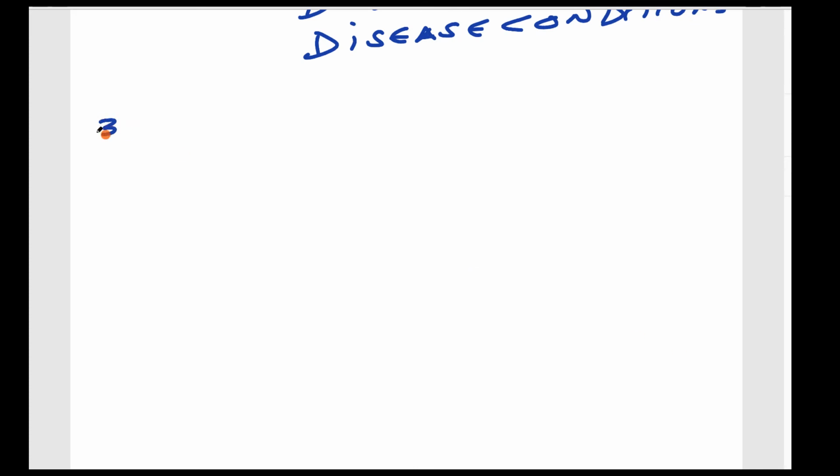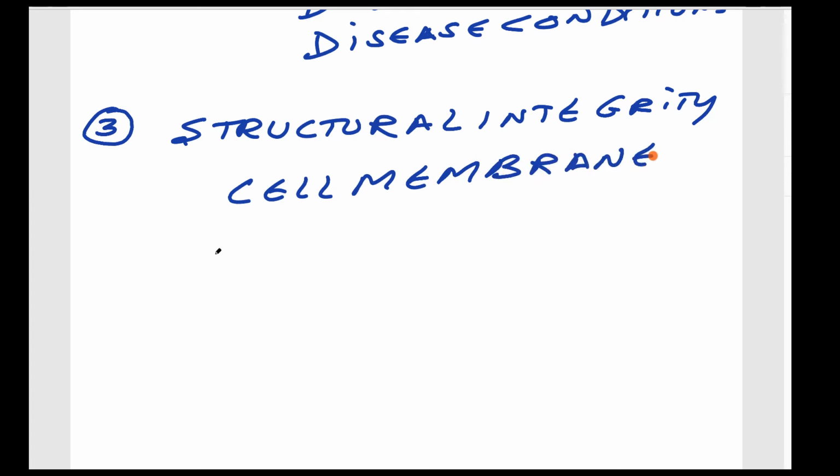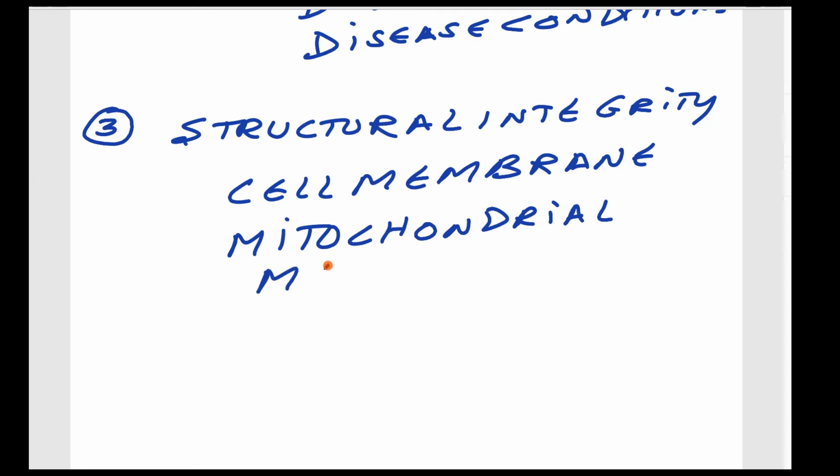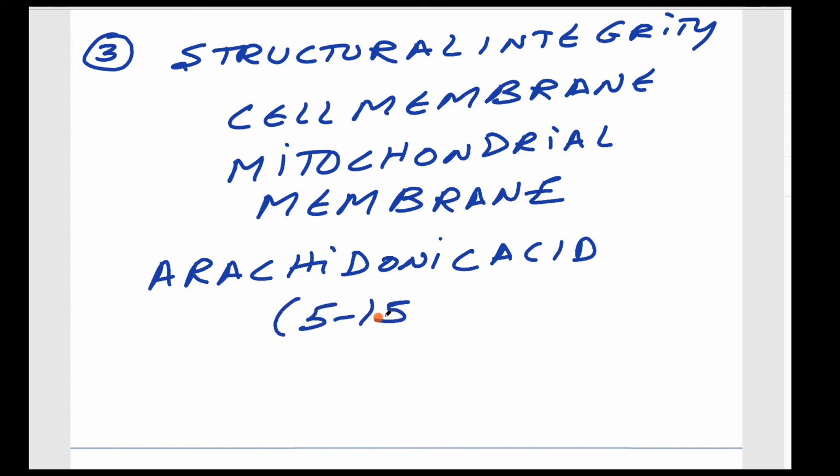Then the third one is maintenance of structural integrity. They maintain the structural integrity of the cell membrane and also organelle membranes, including the mitochondrial membrane. When we talk about arachidonic acid, it is an integral part of the cell membrane. Almost 5 to 15% of the fatty acids of phospholipids is arachidonic acid.